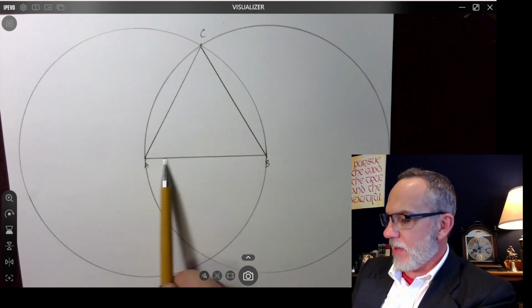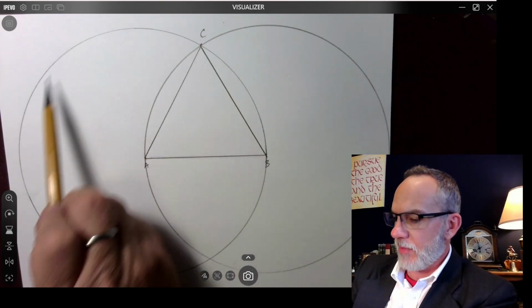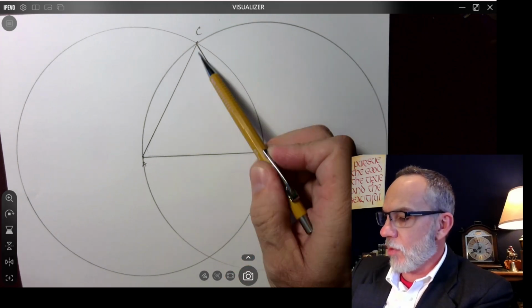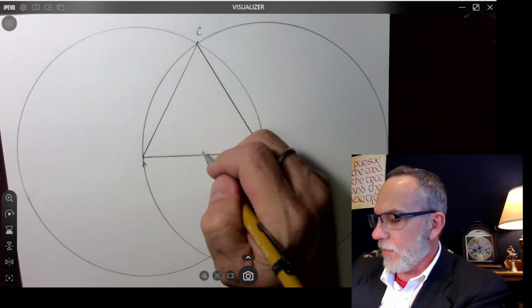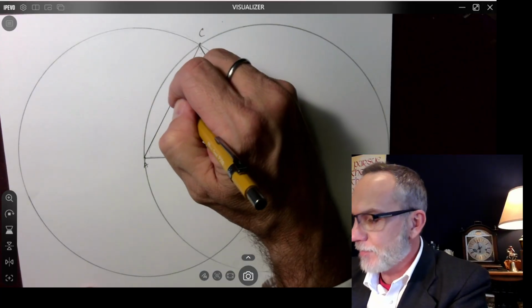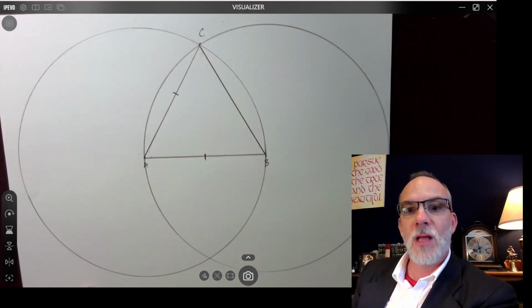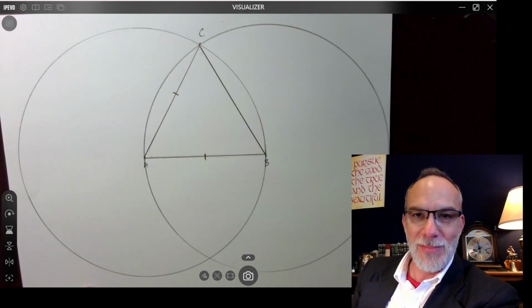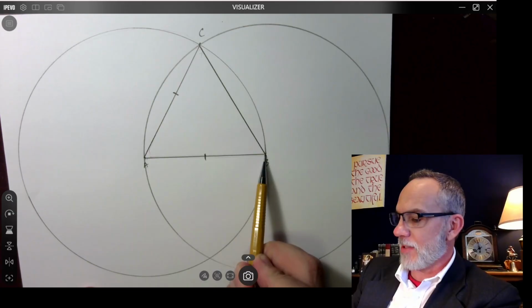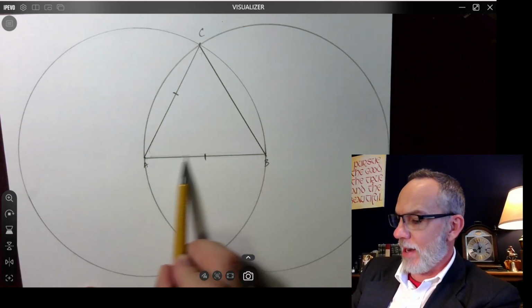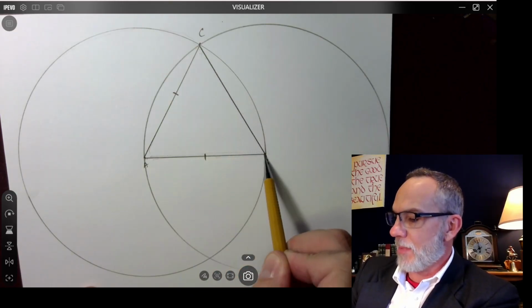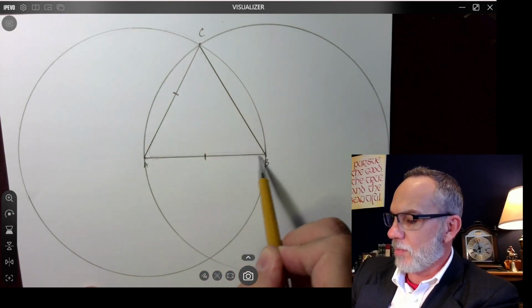Well, AB is a radius of this left-hand side circle. But also A to C is also a radius of this circle. Therefore, the length AB must be congruent to the length AC. But, you see where this is going? But also, AB, or if I'm going to call it from the center, BA, is a radius of this right side circle. But also so is BC. So BC must also be equal to BA.